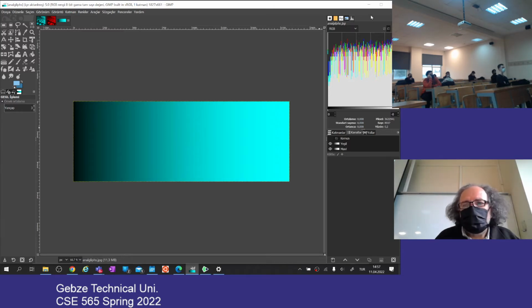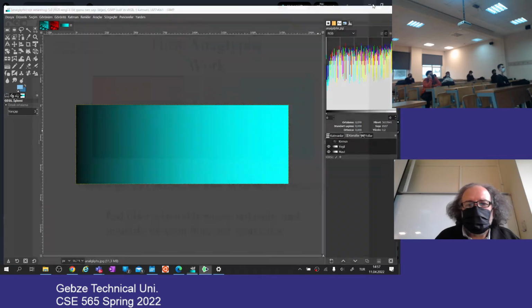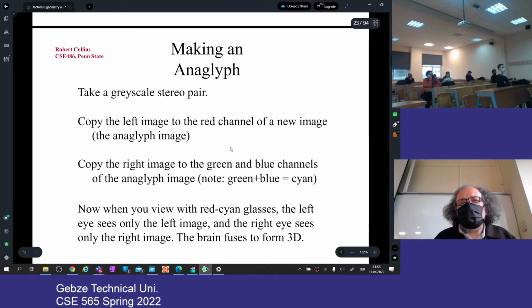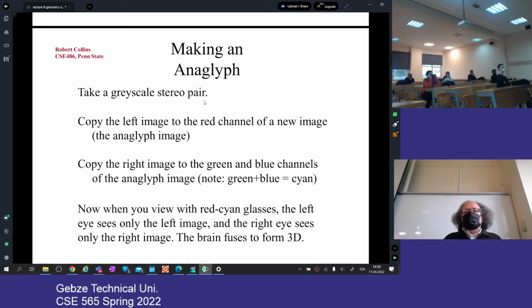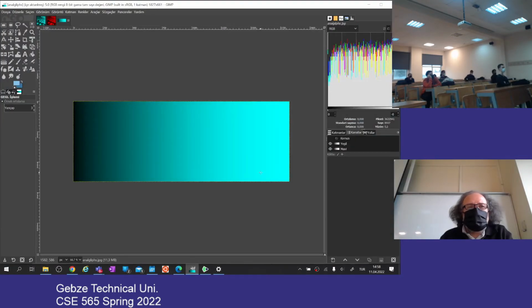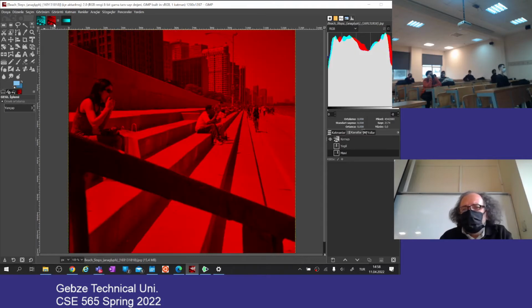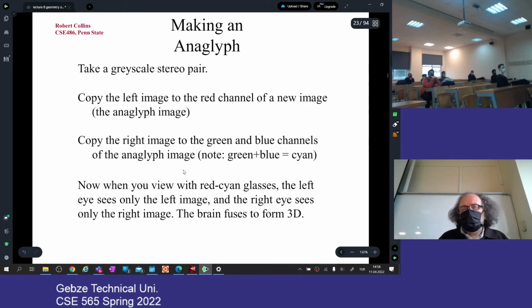Okay, so that's how anaglyphs work. So how do you make an anaglyph then? You take a grayscale stereo pair. It has to be grayscale. Copy the left image to the red channel, copy the right image to the green and blue channels using an image processing utility like GIMP. See, I can show these channels separately, so I can put those two grayscale images as red channel, green channel, blue channel, etc. And at the end, you will have your 3D anaglyph image. Of course, you need to use the red-cyan glasses.